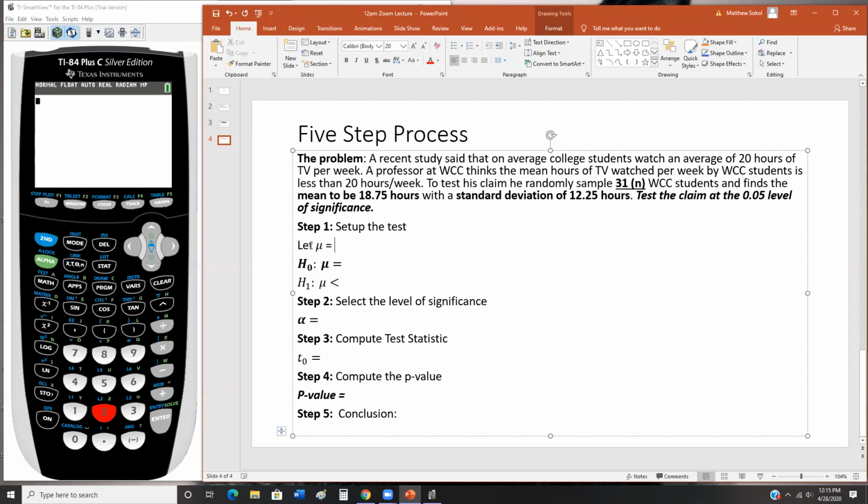First, you have to define what mean you're investigating. So do I know on average how many hours of television nationally across the entire country that college students watch? Do I know the national average? I don't know, look here. What does it say the national average is? How many hours per week?